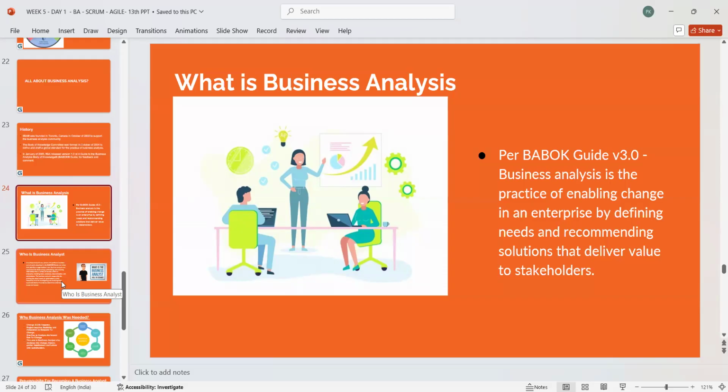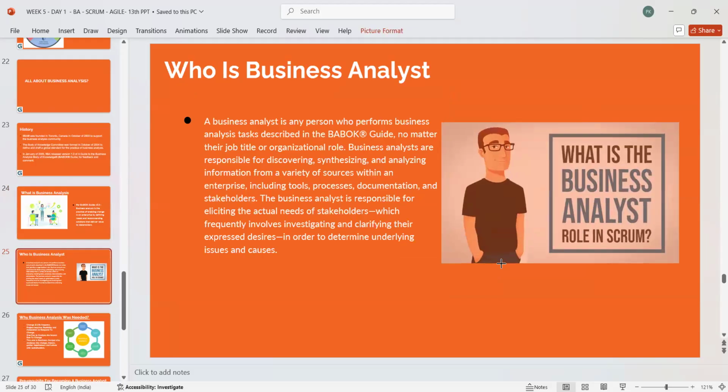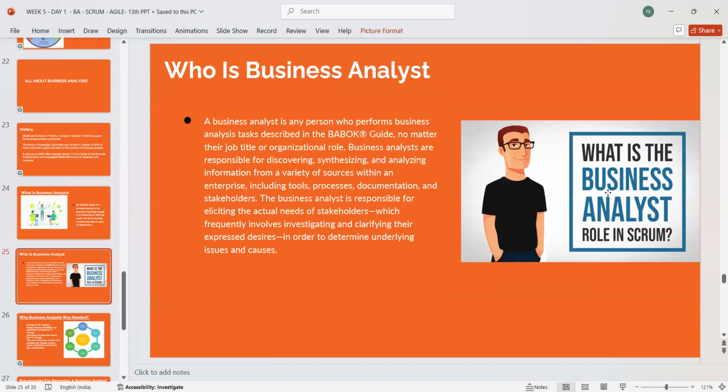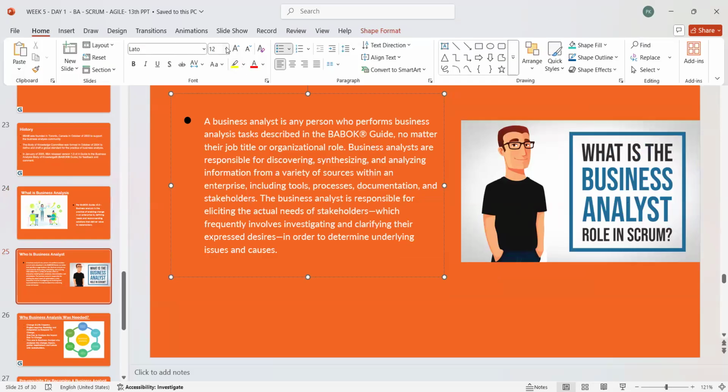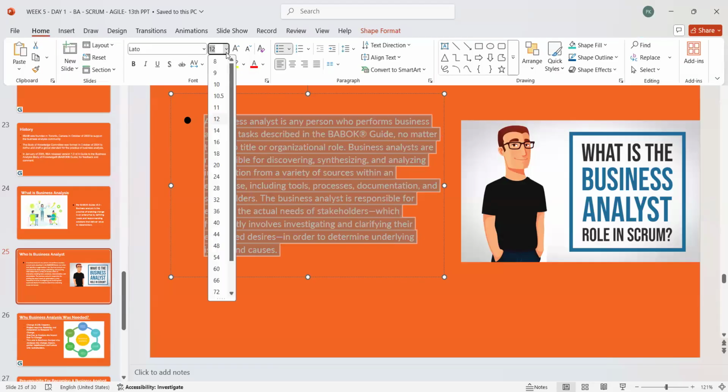Okay, let's move forward. So this was all, I would say, the foundation understanding of BA. That's why I thought we will have an in-depth understanding. Now look at this cool dude, with a little geeky look with the specs. So basically, what is their role in Scrum? Now let me enlarge this font for you a little. I just want to ensure that you have better readability.